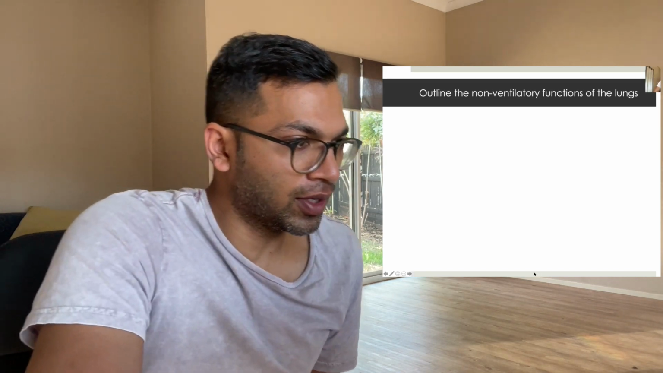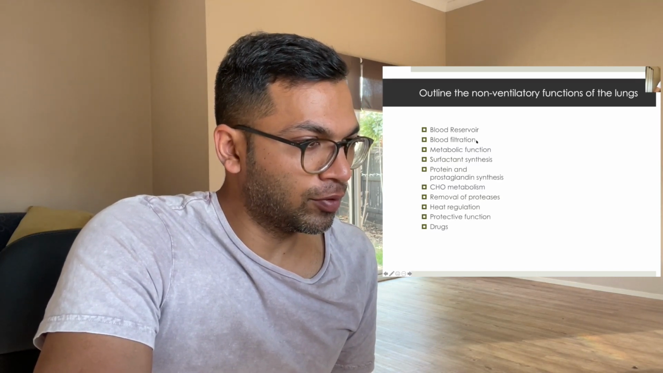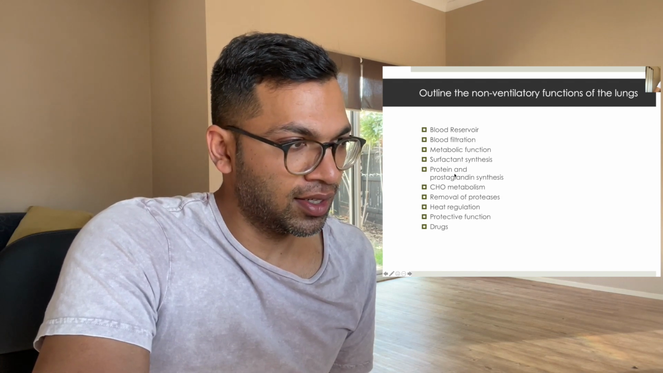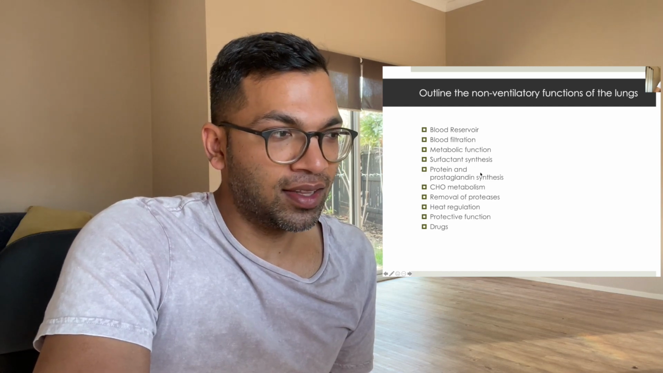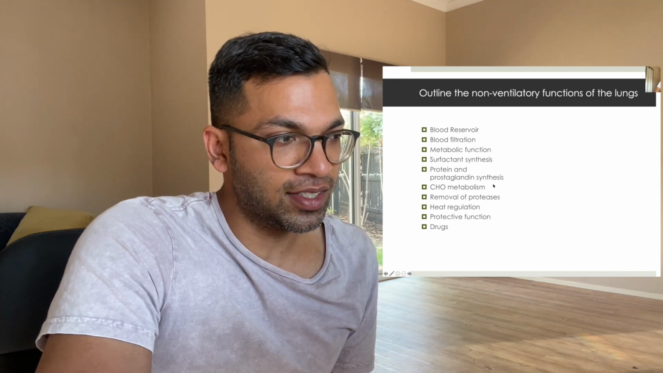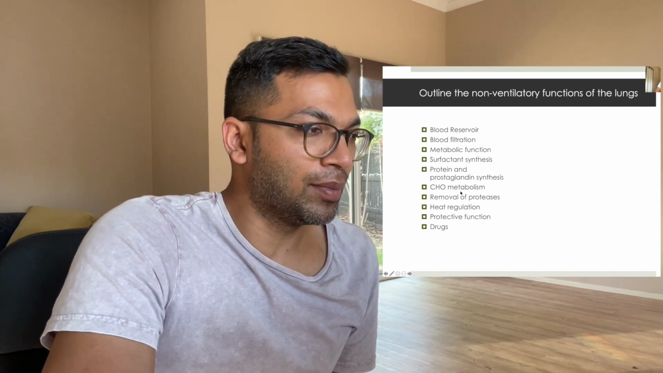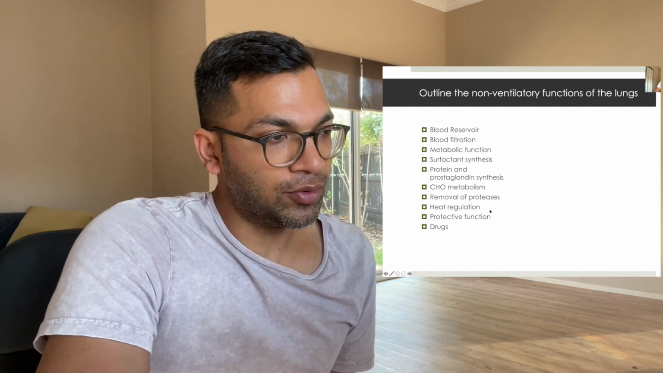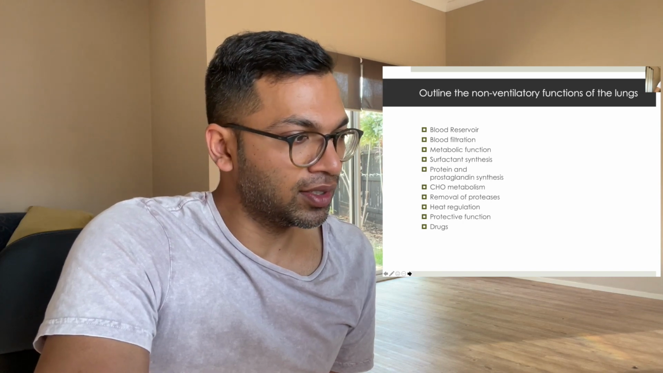Yeah, sounds good. What do I have here? Blood reservoir, blood filtration, metabolic function, surfactant synthesis. So I feel like there's a few metabolism and synthesis things. So metabolic function, synthesis of surfactant, protein, prostaglandins, carbohydrate metabolism, removal of proteases, and then heat regulation. It's a protective function and drugs as well.